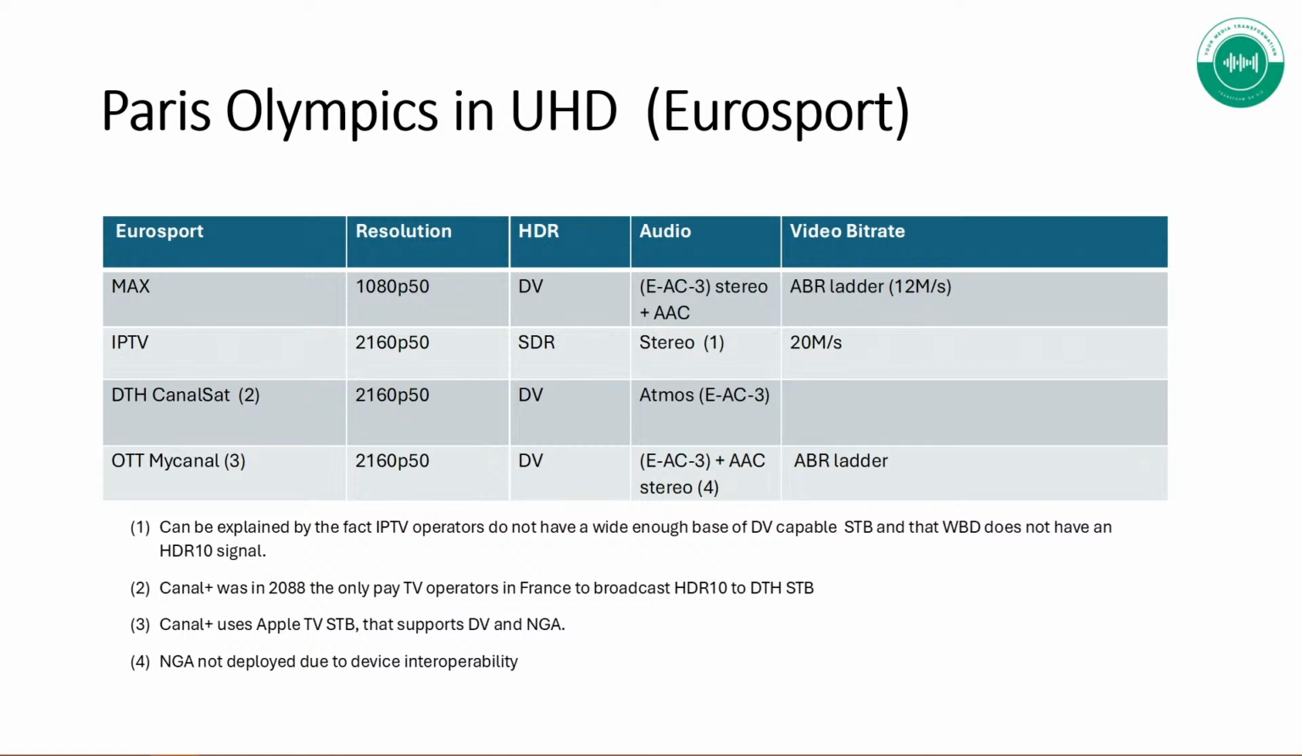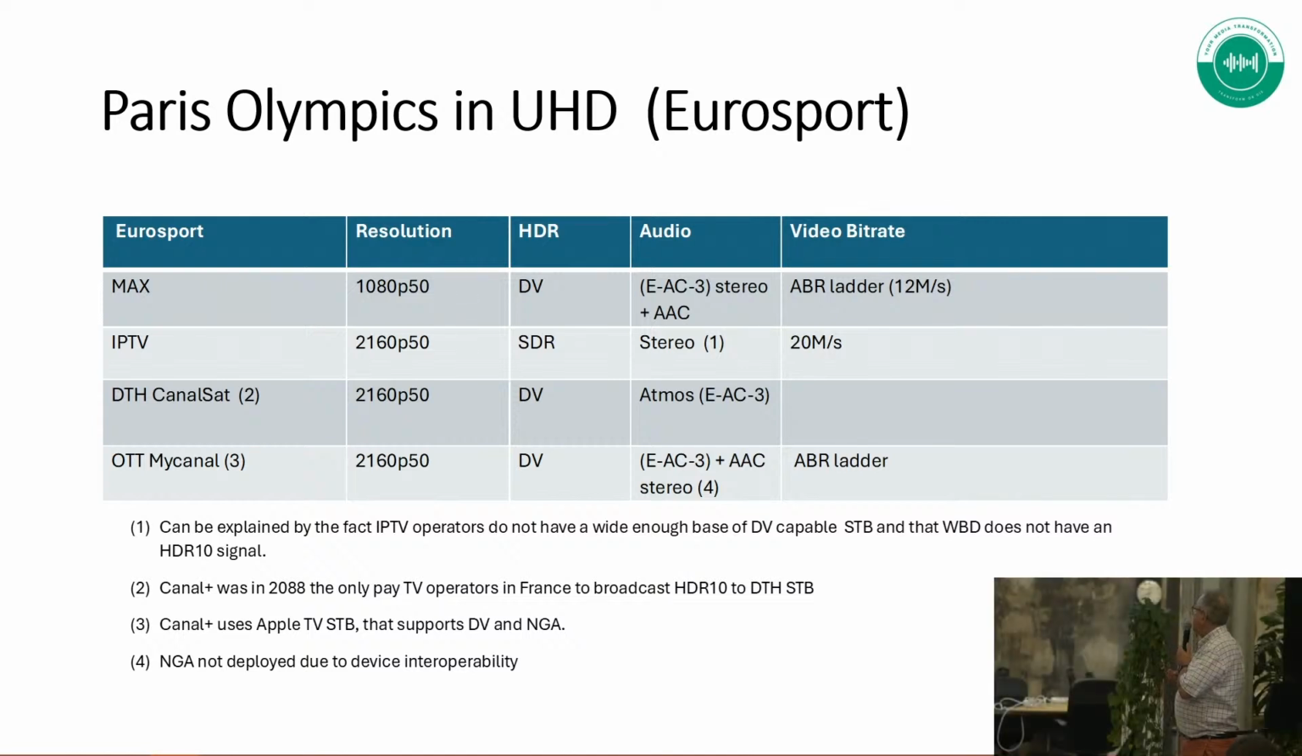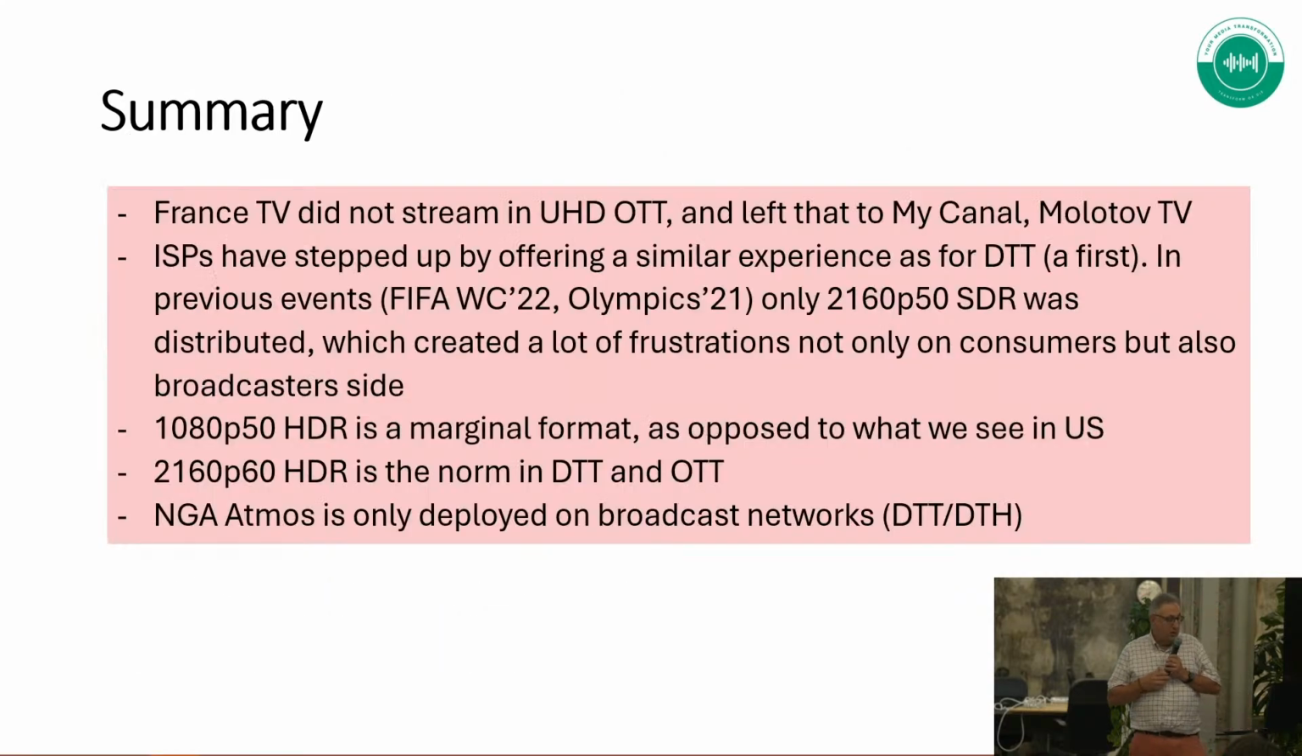DTH on Canal Sat was Dolby Vision, 2160, very nice. And on myCanal, it went 2160 Dolby Vision, also very aggressive in terms of specification. So to summarize, France TV didn't stream in UHD OTT, but left the job to myCanal and Molotov.